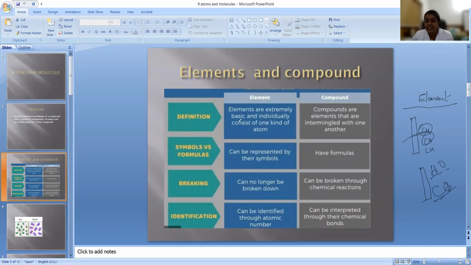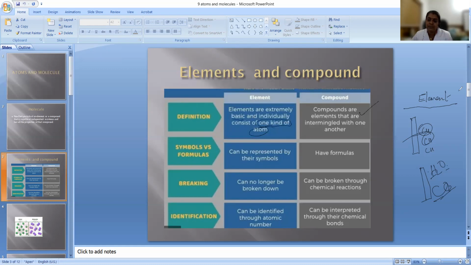So elements are extremely basic and individually consist of one kind of atom. That is important. It consists of only one type of atom. Compounds are not elements. They consist of more than one element that are intermingled with one another. So hydrogen and oxygen intermingled, then you get a compound.